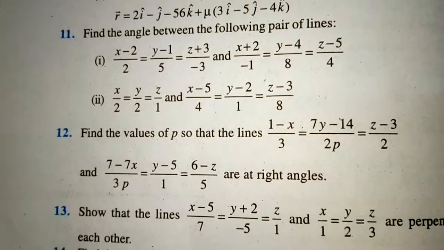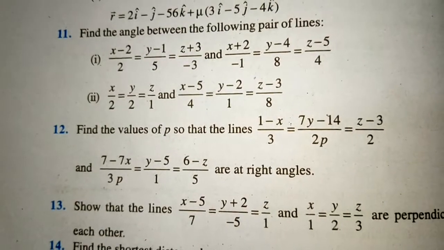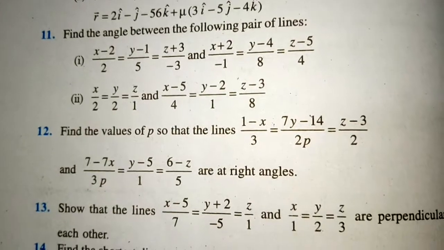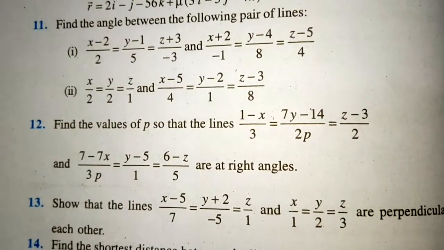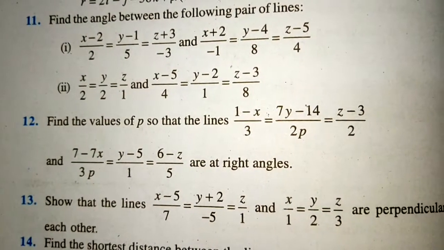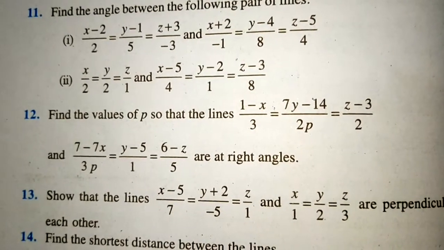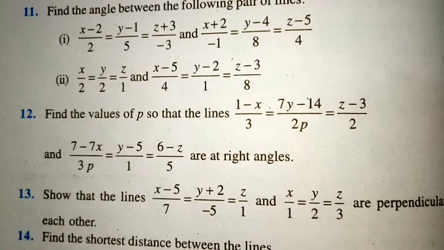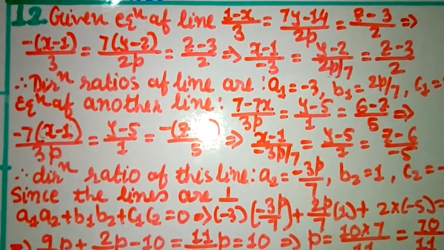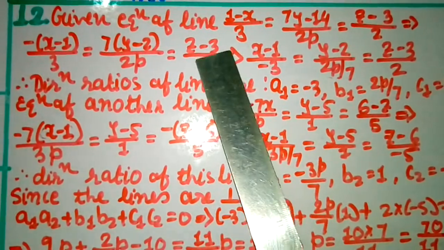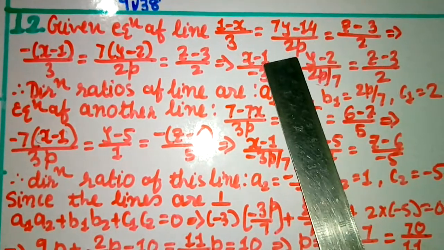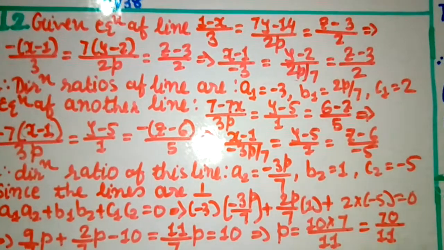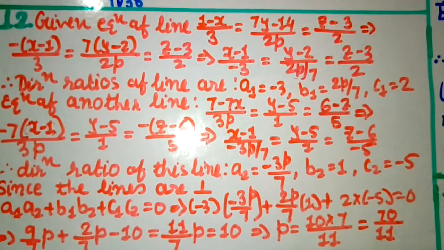Question number 12. Find the values of P so that the lines (1 minus x) by 3 equals (7y minus 14) by 2p equals (z minus 3) by 2, and (7 minus 7x) by 3p equals (y minus 5) by 1 equals (6 minus z) by 5 are at right angles. Given the equation of line (1 minus x) by 3 equals (7y minus 14) by 2p equals (z minus 3) by 2. Now this I'll simplify further, converting into standard form.